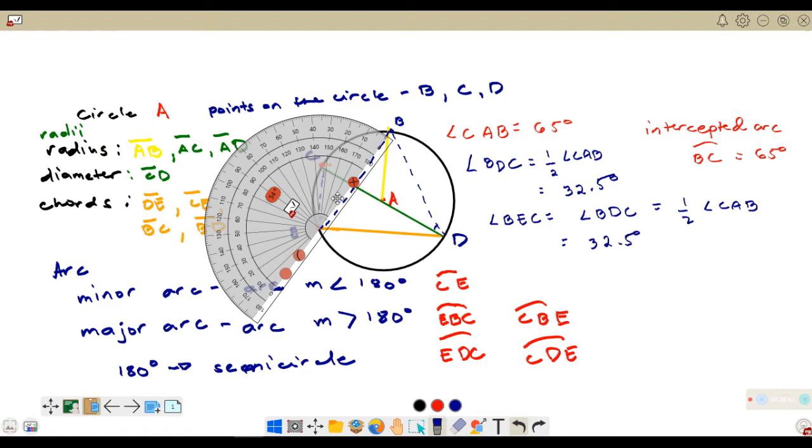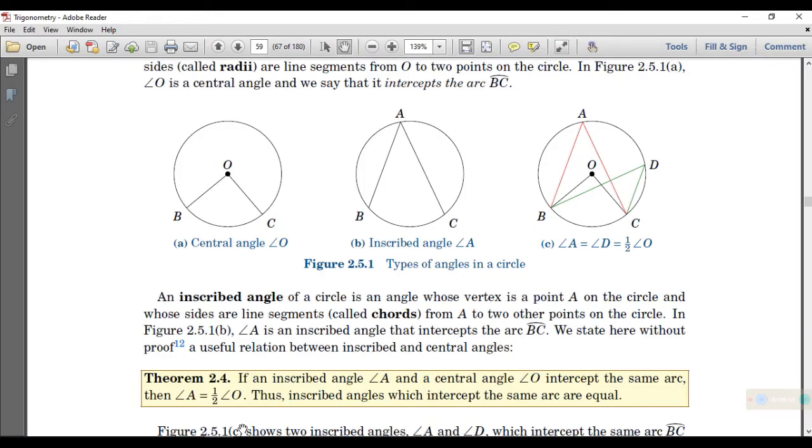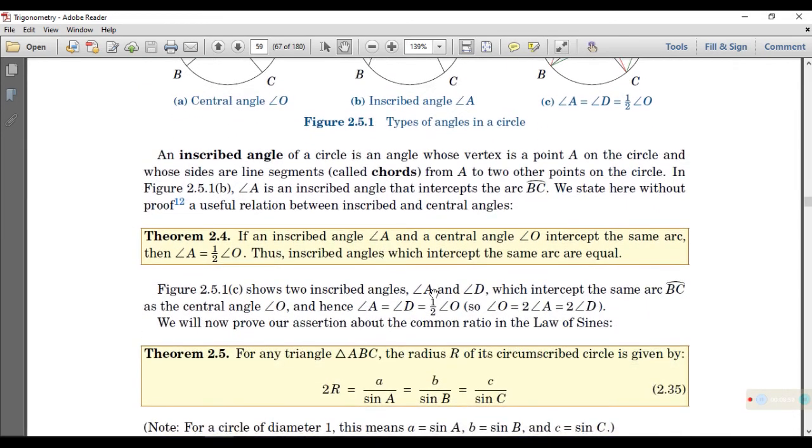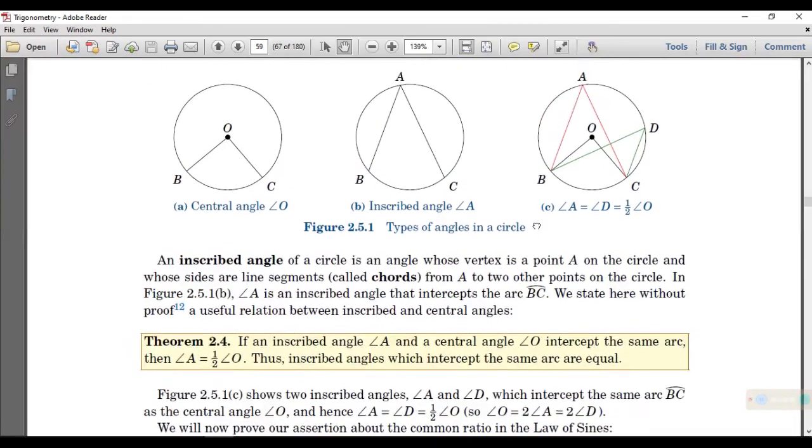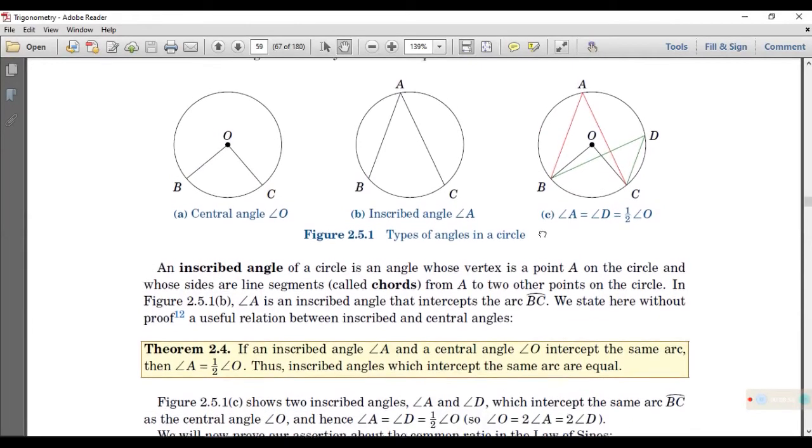Hindi lang ganun ka-accurate yung mga line segments ko. But, it is close to 32.5 degrees. So, our theorem is true. I hope you understand what I was trying to say.